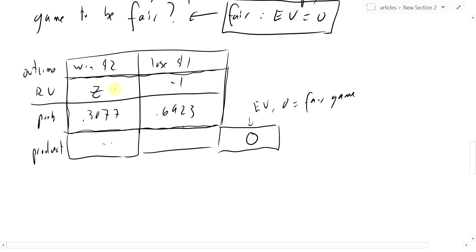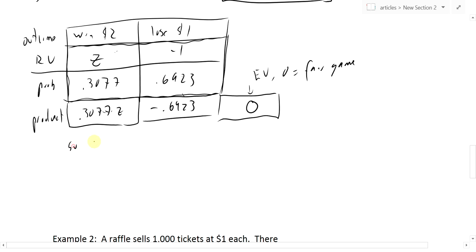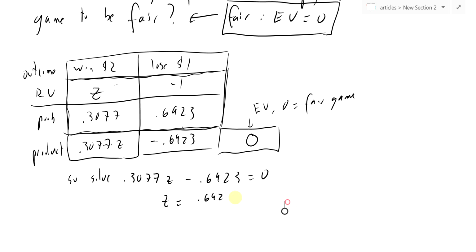Well, the table is set up so you multiply down, so 0.3077z, and then you get minus 0.6923. We want these two to add up to 0, so you get z equals 0.6923 over 0.3077, which is about 2.25, I believe.